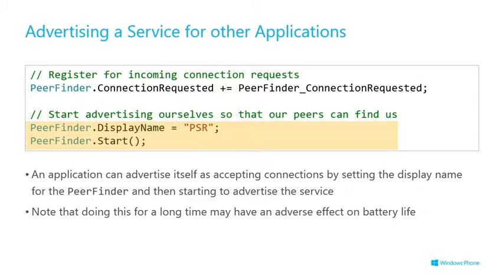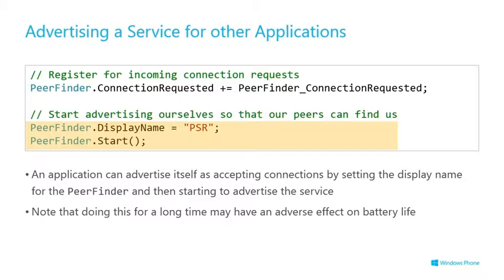In this case, what you do is, first of all, you need to hook up an event handler for the connection requested event. That's where somebody else is requesting to connect to you. That event will fire. You'll set your own display name. Here we've set it to PSR. I'm not sure of the significance of that, I'm not sure there is any. And then you just call the start method. The start method is where you start advertising yourself to other peers.